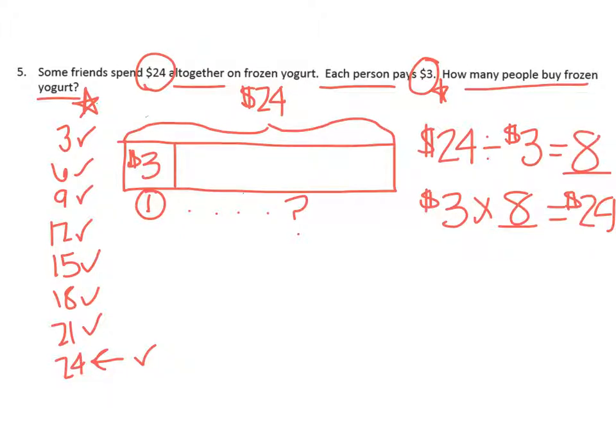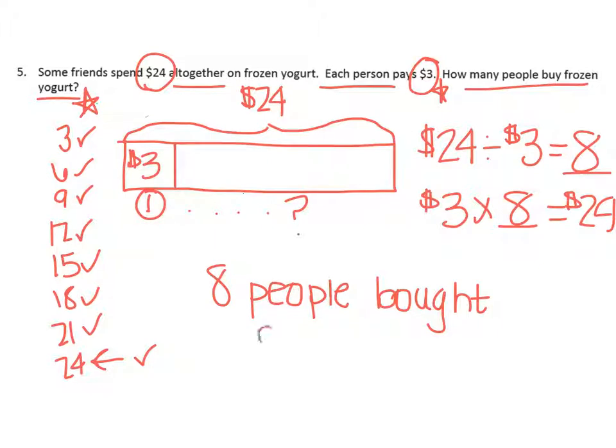Let me write that as a statement. 8 people bought frozen yogurt.